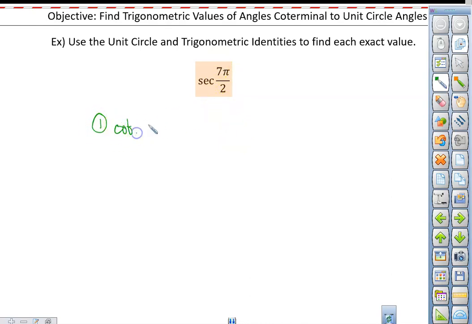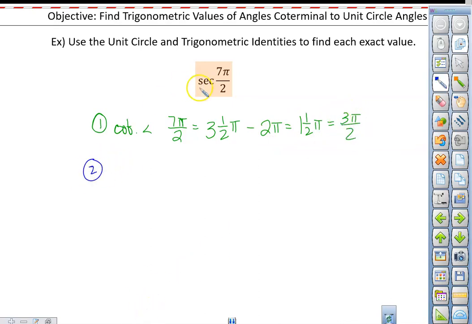So that coterminal angle for 7 pi halves radians: 7/2 is 3.5, so that's 3.5 pi. Subtracting 2 pi gives me 1.5 pi, and 1.5 pi would be 3 pi over 2. So this is telling me that the secant of 7 pi halves will be the same as the secant of 3 pi halves. Now I have to use a trig identity because secant's not part of the information in our unit circle. So we have to know that secant is the reciprocal of cosine. So this will be equal to 1 over the cosine of 3 pi halves radians.